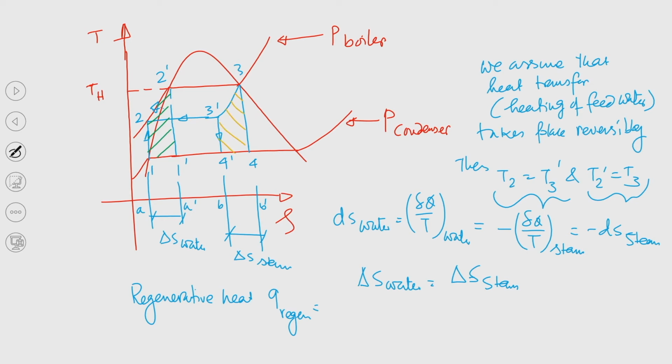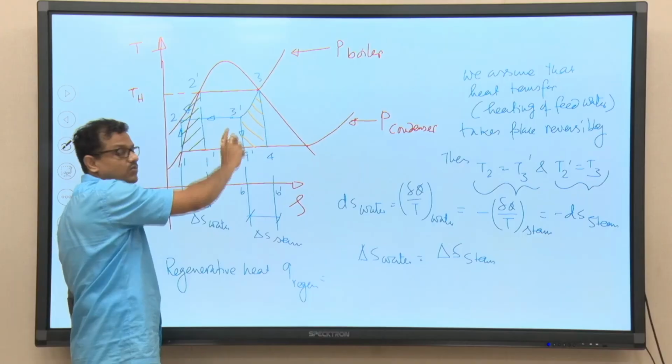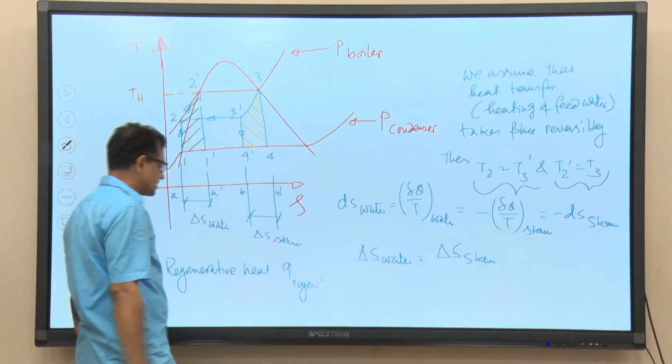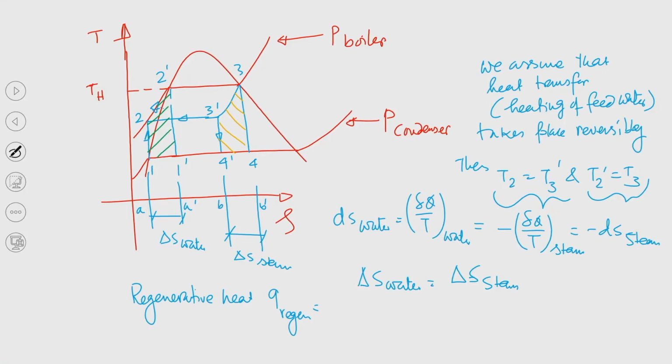Since the processes are reversible, the area under this process line will give you the regenerative heat. So, that heating is equal to the cooling, right. That you can see from this TS diagram. That is nothing but the area under the curve, I can write, equal to area. Let me write using green color, area 2 prime A 2 equal to.